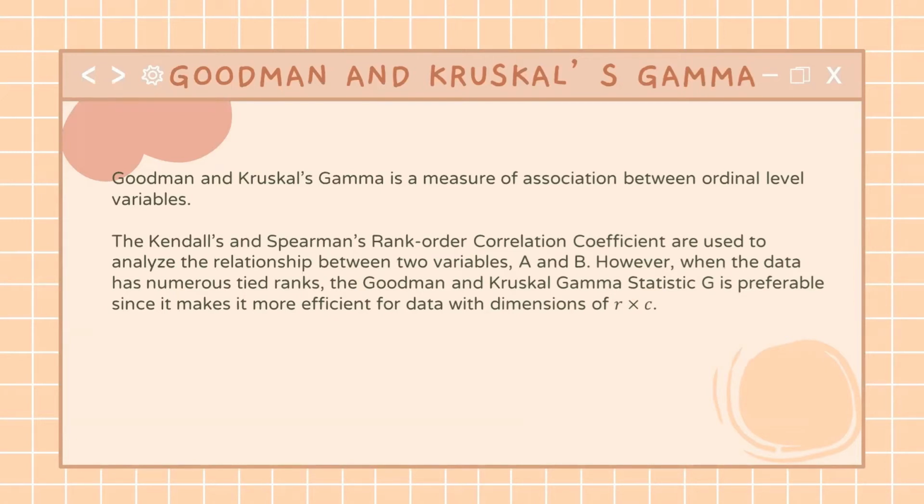The previous reporters have already discussed the other measures of rank correlation, and these are Kendall's and Spearman rank order correlation coefficients. They are used to analyze the relationship between two variables A and B. However, when the data has numerous tied ranks, the Goodman and Kruskal gamma statistic G is preferable since it is more efficient for data with dimensions of R by C. For example, you could use the Goodman and Kruskal gamma to see if there is an association between employees' job satisfaction and their level of performance.